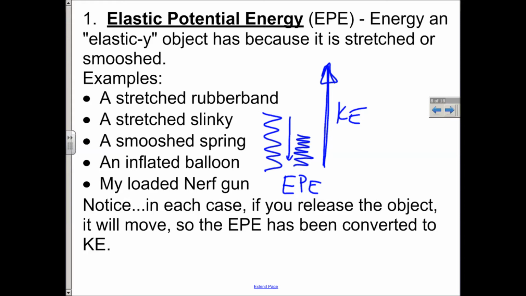We haven't used the Nerf gun yet, but it's spring operated, right? So when you pull the thing back, you're compressing a spring. When you pull the trigger, it releases the spring and moves the dart forwards. All right. Regardless, in each case, if you release the object, it'll move, so the elastic potential energy is converted to kinetic energy. All right. So there we go. There is one type of potential energy.